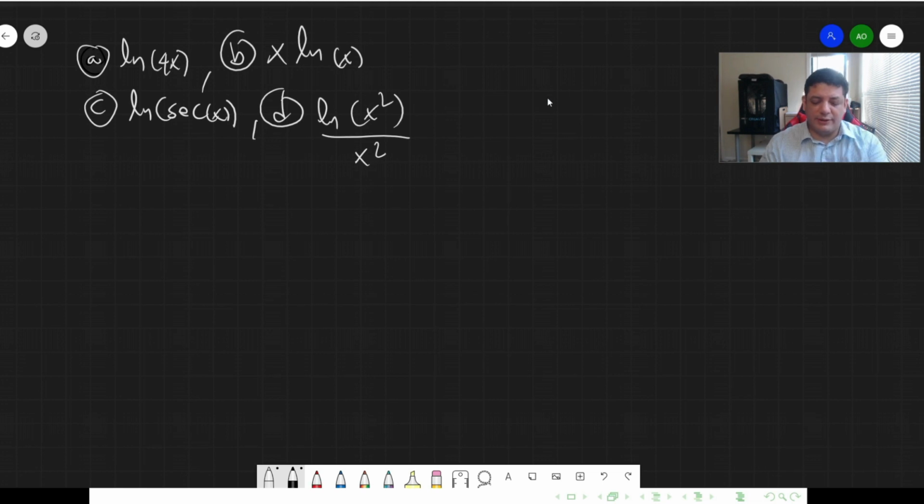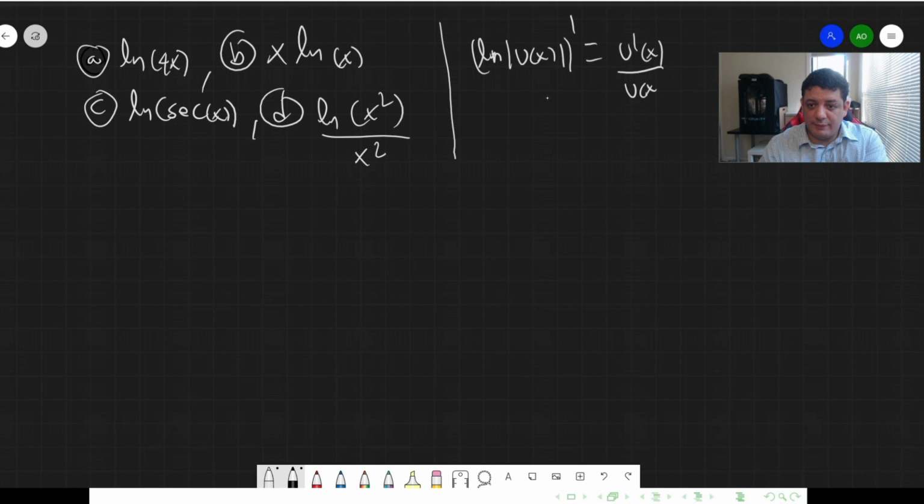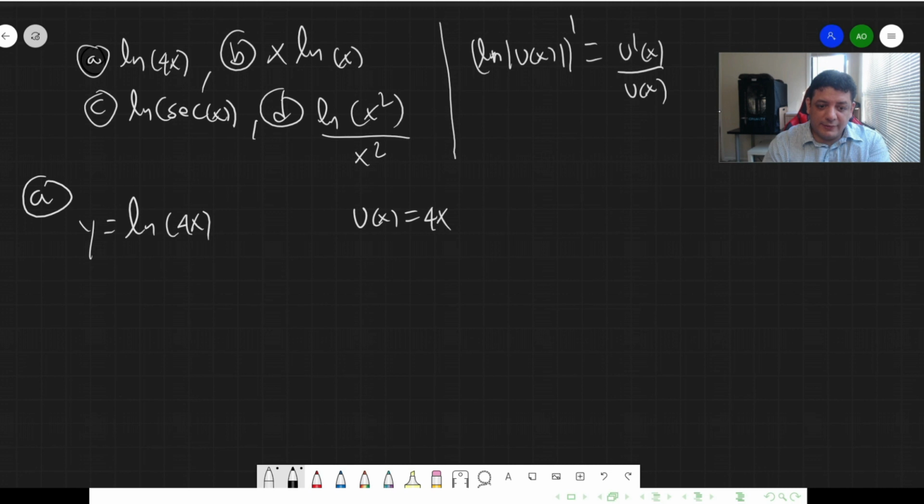So we're going to test most of the things that we can with these logs, and we have the general property that the derivative of the log of the absolute value of u is u prime over u. We're going to be using this a lot. Now let's solve a. A is log of 4x. So clearly we can identify it with this. If y equals log of 4x, we have that u of x in this case is 4x, and so u prime is just 4.